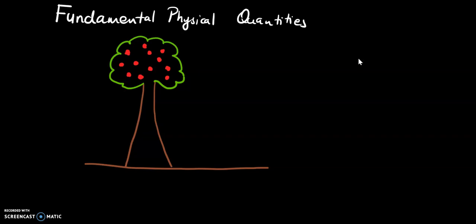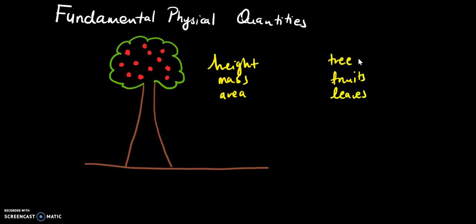Consider the tree on this diagram, for example. We might characterize it by its height. We might characterize its fruits by their masses. We might characterize its leaves by their areas. The tree, the fruits, and the leaves are what we call physical objects.